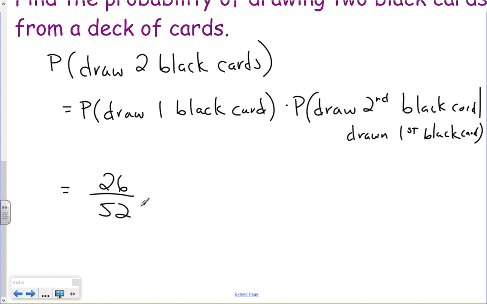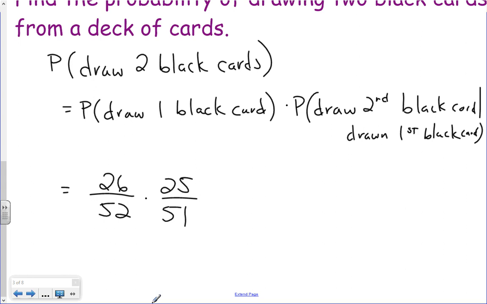Then we have to multiply that by the probability of drawing the second black card, given that we've already drawn the first one. So that means that there are no longer 26 black cards in the deck. There are only 25 cards left that are black in the deck. And not only that, but since I've drawn the first card out of there, there's no longer 52 cards out of there. There's only 51 cards left in the deck. So it's 25 out of 51 is the chances that I draw the second card out of there that's black.